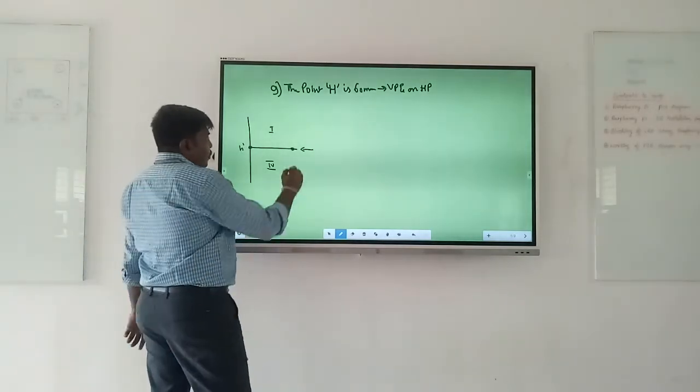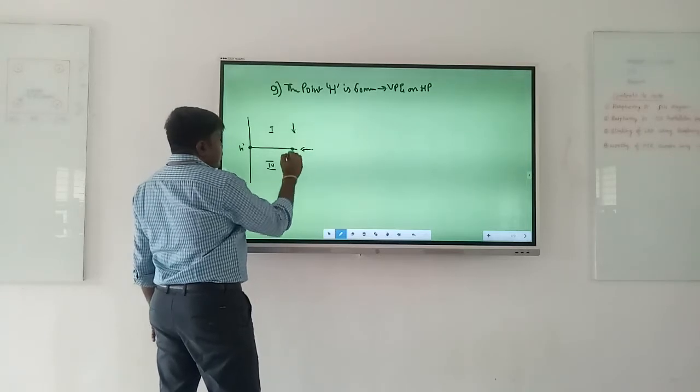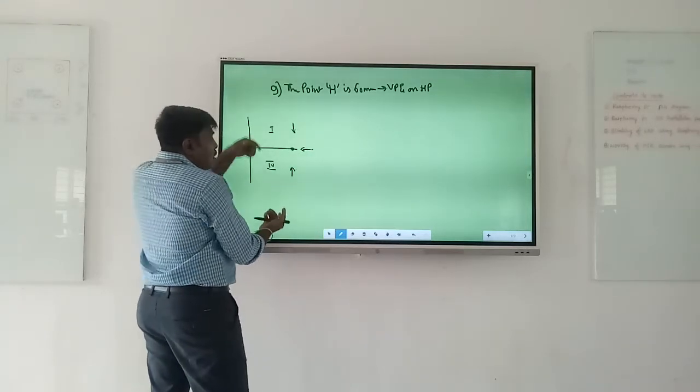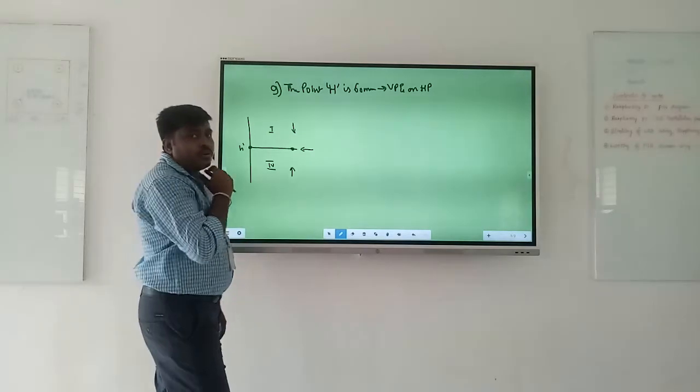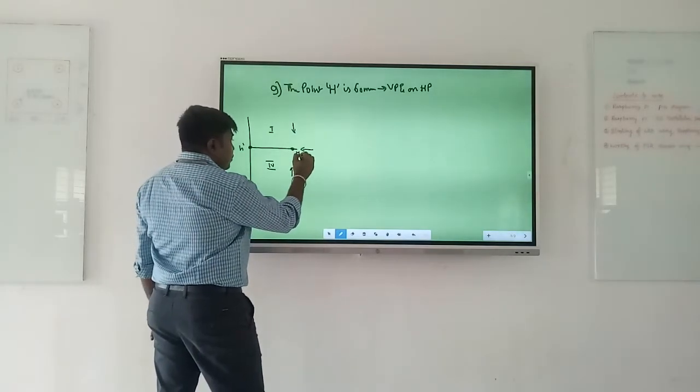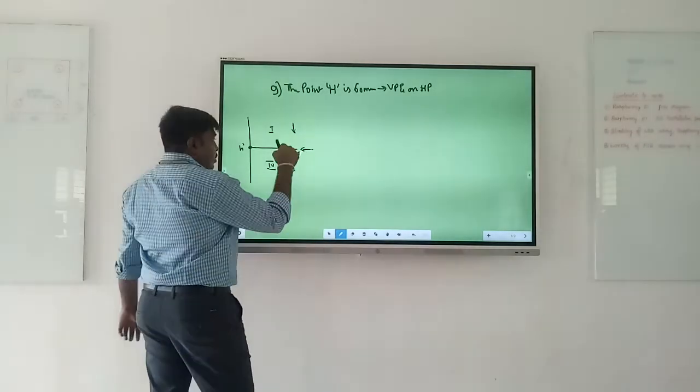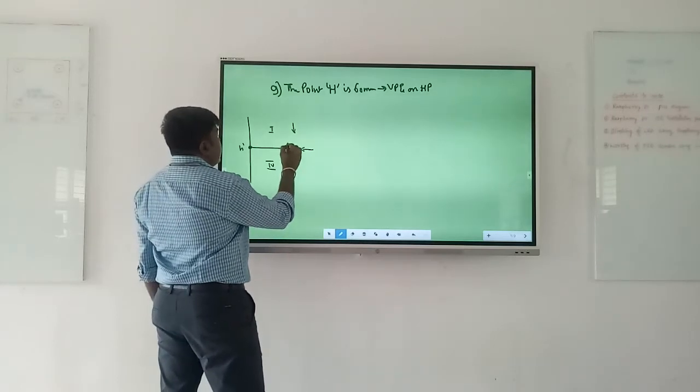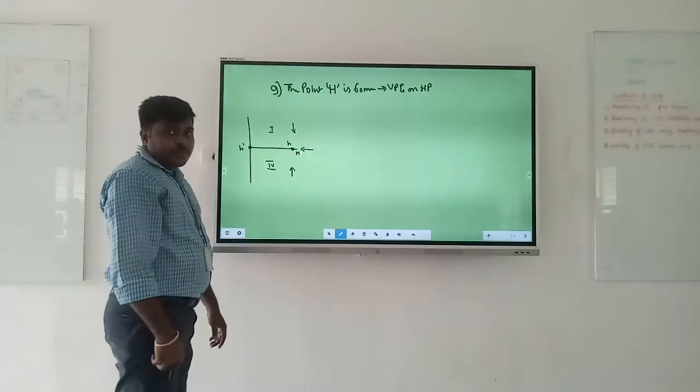Okay. Now top view. Torch light from top. For first quadrant, top view is like this. For fourth quadrant, top view is like this. However you torch, it will be on the horizontal plane itself. This is your HP. So since this point is falling on the horizontal plane, this should be named without dash.